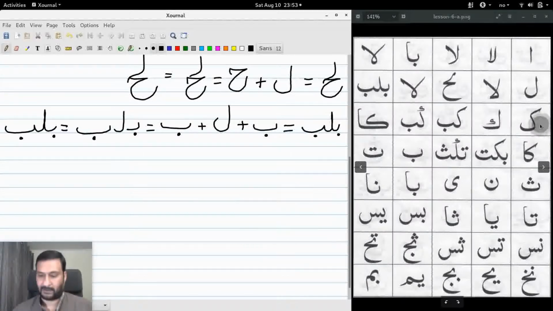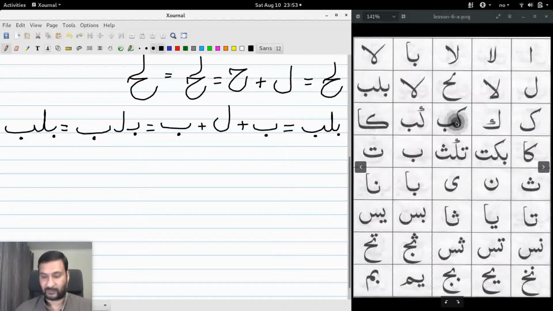All right, next is the letter kaf, and it's just written like that. So there's one way of writing kaf, and then this is another way of writing kaf. And the reason I show you these letters here is because there are several combinations coming up. So let's deal with this one.